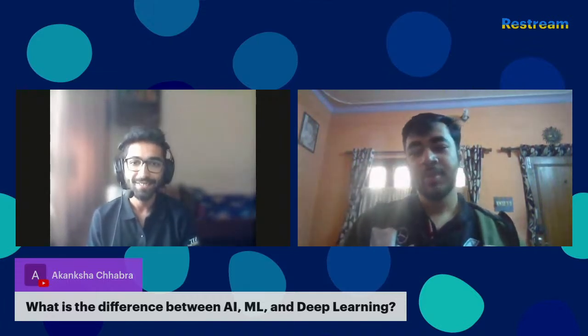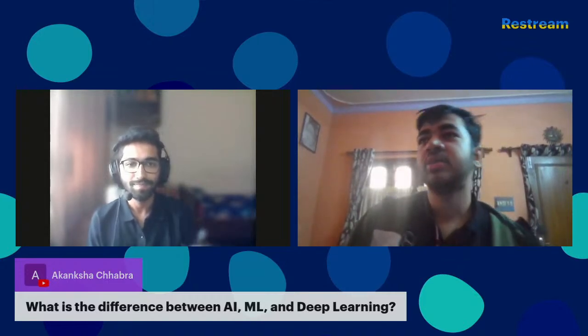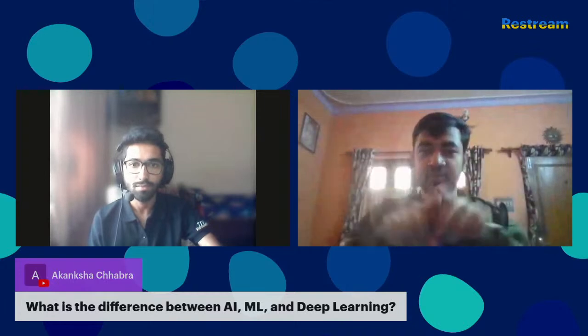Okay, so next question by Akanksha. What is the difference between AI, ML, and deep learning? This is a very broad and important question. ML means machine learning, and then deep learning. It is a Venn diagram. AI is the broader circle, inside that you have machine learning, and inside that you have deep learning.